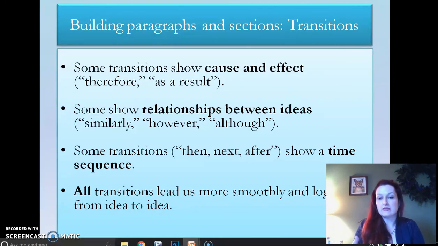Some transitions show relationships between ideas. So a word like however, if I see however, I know I'm going to get something that is in contrast to what has just been said. Some transitions show a time sequence, a chronology. So when we see words like then, next, after, first, finally, we know that's a chronological sequence being expressed. But whatever the purpose, they all lead us more smoothly and logically from idea to idea, and they're very useful in that respect.